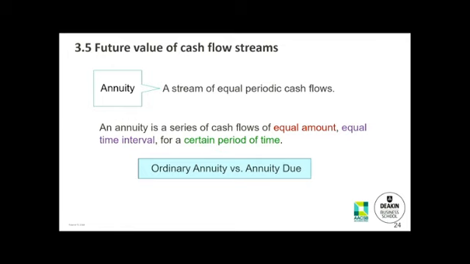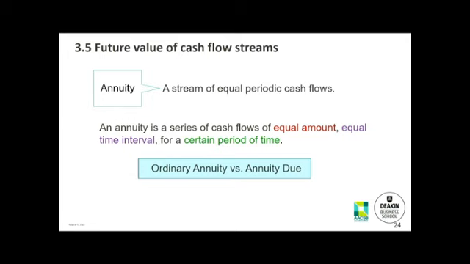For example, today is time 0. Year 1, $10, year 2, $10, year 3, $10, year 4, year 5, year 6, year 7, till year 10, all $10. This is an annuity. Equal amount of cash flow, equal time interval.